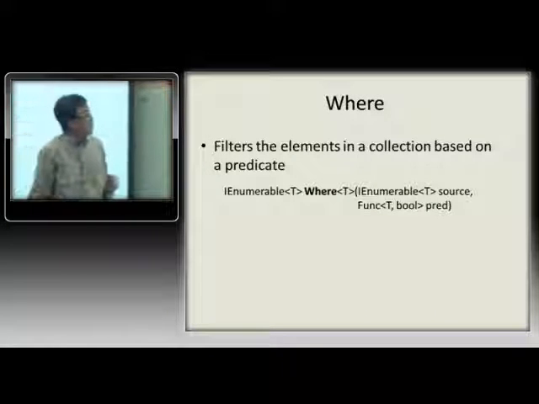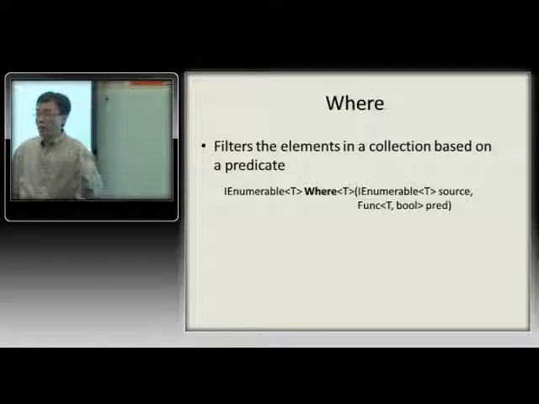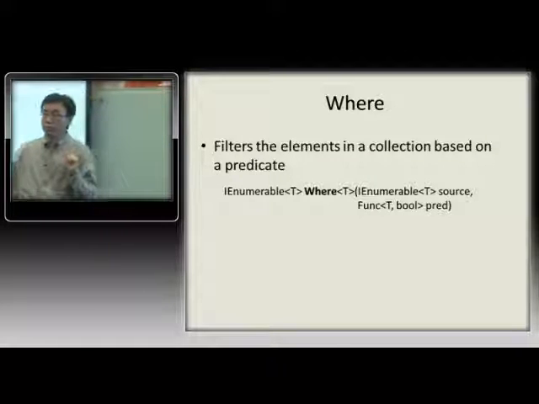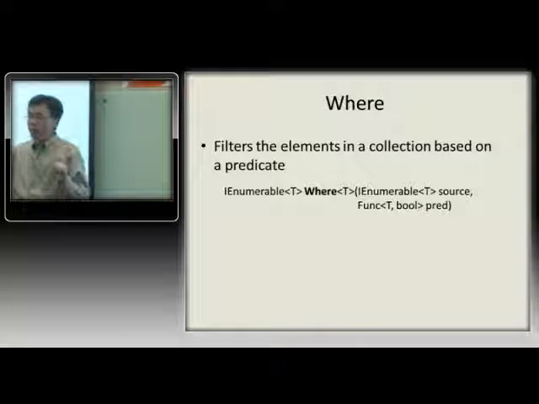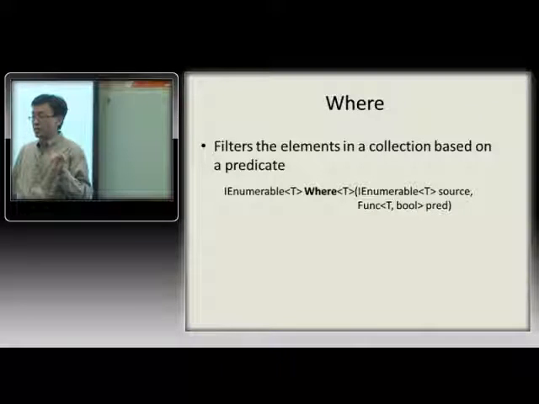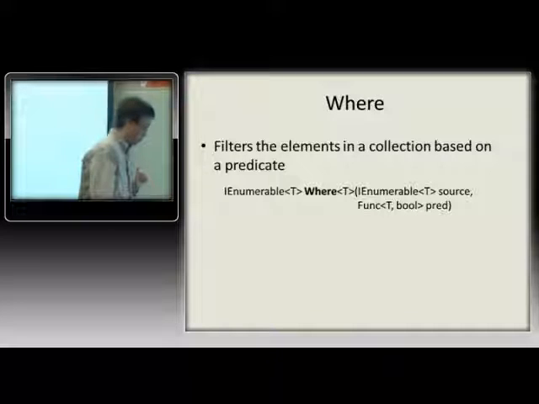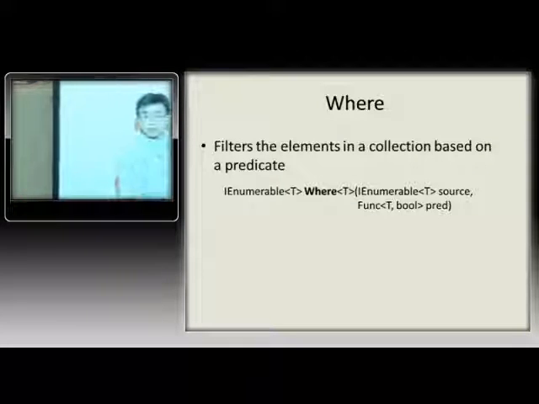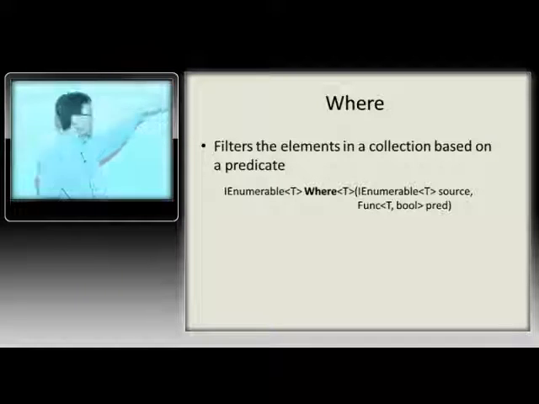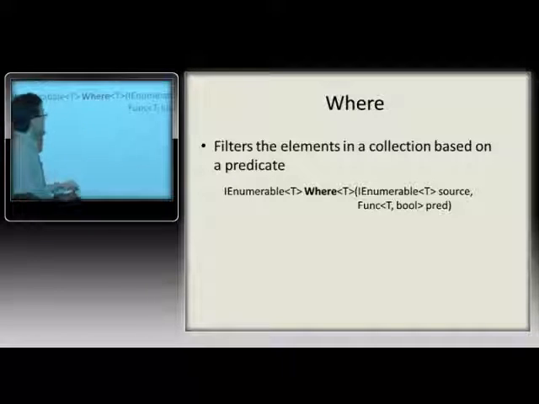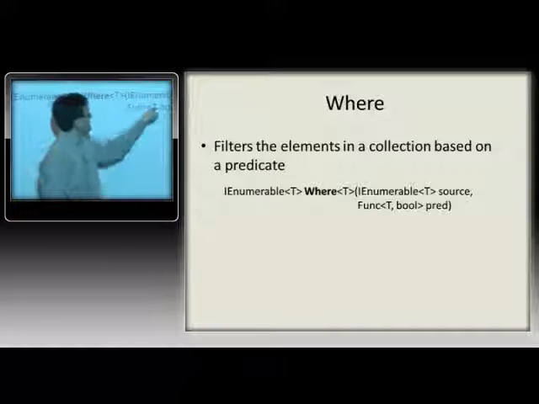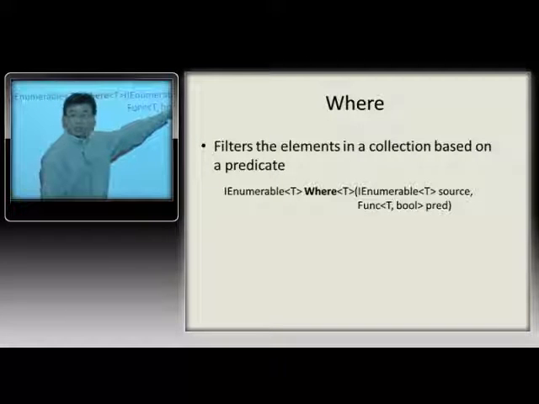So now let's get to the operators. The first one is the where operator. Where basically filters the elements in a collection based on a predicate. We only keep the elements that satisfy the predicate. Here is the signature of the function. I'm taking a collection, that's IEnumerable of T, my initial collection. The second argument is a predicate, which means it's a function from T, my element type, to Boolean.